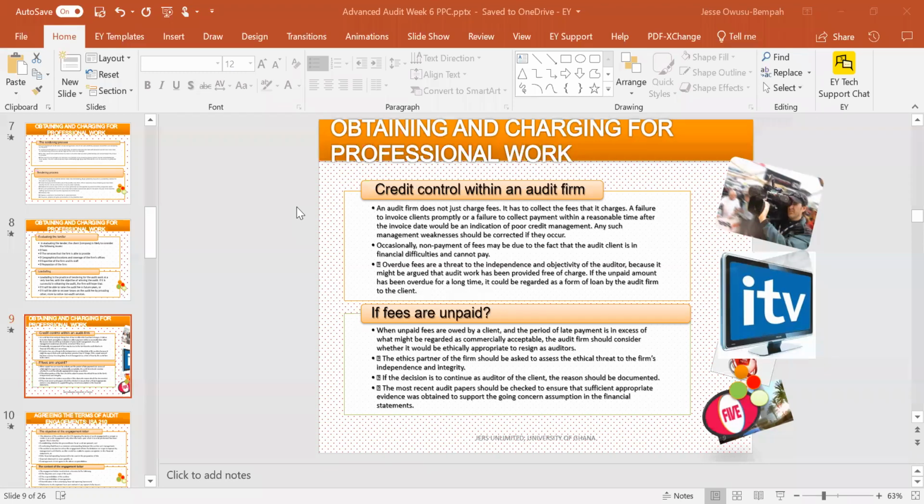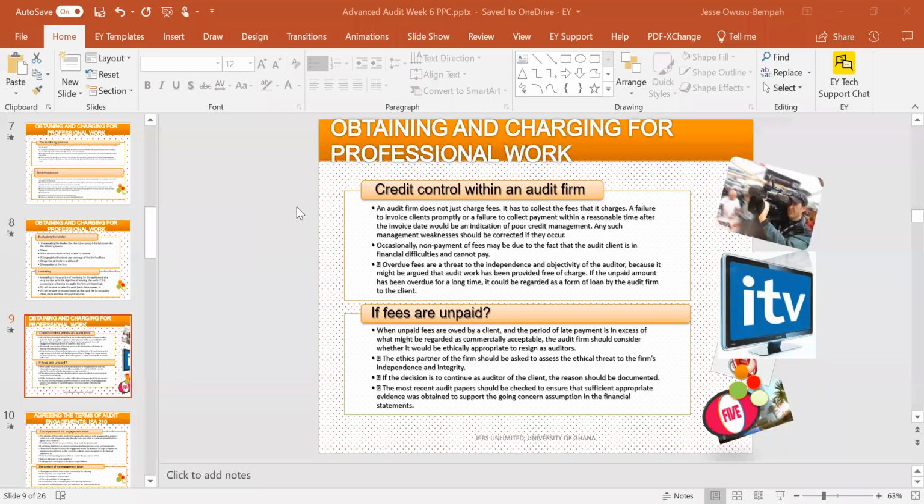The ethics partner of the firm should be asked to assess the ethical threat to the firm's independence and integrity in such situations, because it's definitely going to have an impact. If the decision is to continue as auditor of the client, the reason should be documented. Very, very key. The most recent audit paper should be checked to ensure that sufficient appropriate evidence was obtained to support the going concern assumption in the financial statements.